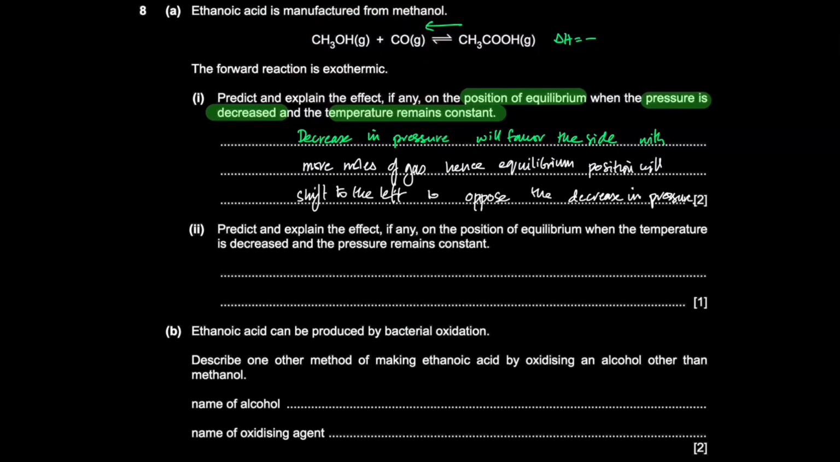Predict and explain the effect, if any, on the position when the temperature is decreased. Now, when the temperature is decreased, it favors the exothermic direction. Exothermic here is forward, because we want to oppose the decrease in temperature. If you decrease the temperature, you want to bring the temperature back up. How do we bring the temperature back up? By releasing energy. Exothermic reactions release energy. So the forward reaction will release energy and bring the temperature back up. Lower temperature favors exothermic.